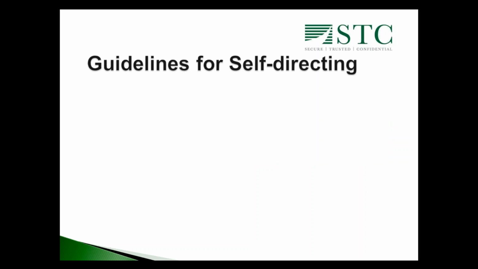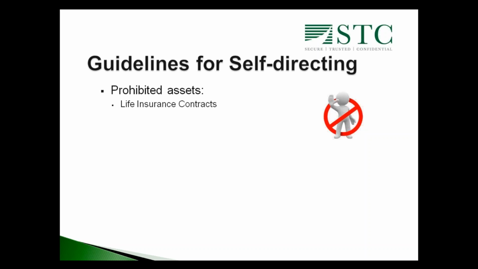Now, as I mentioned, there are guidelines that must be followed for all retirement account investing, whether it's a self-directed account or not. These are rules that have been established by the IRS or the Department of Labor, the ERISA rules. And the first one I'm going to talk about is prohibited assets. There are some types of assets that you may not own in a retirement account. And the first one of those is a life insurance contract. That is not a permissible asset in a retirement account.